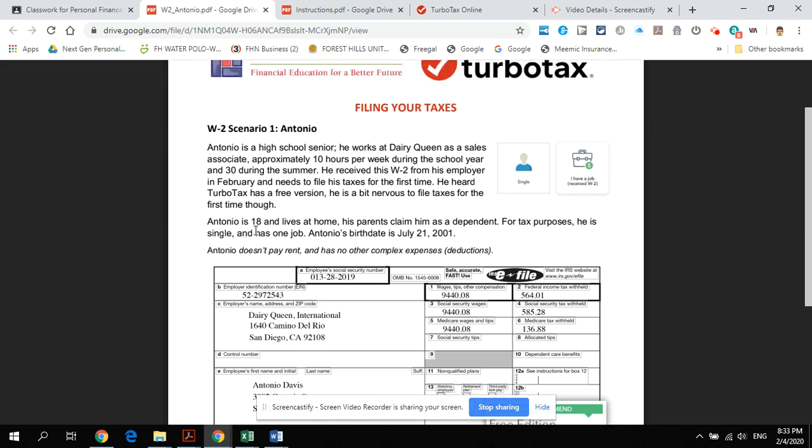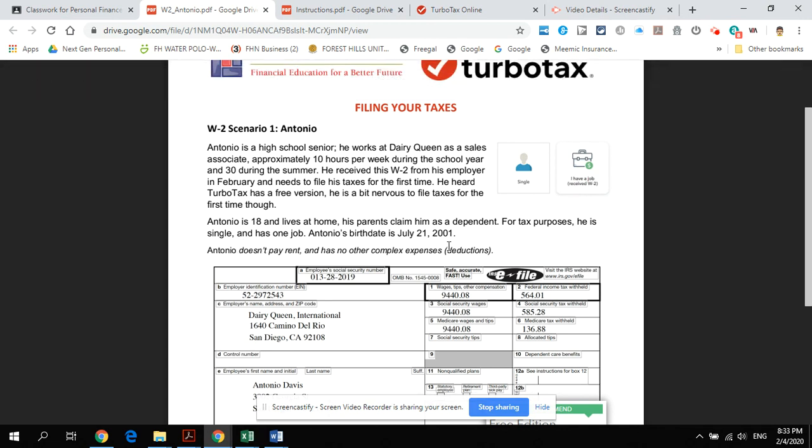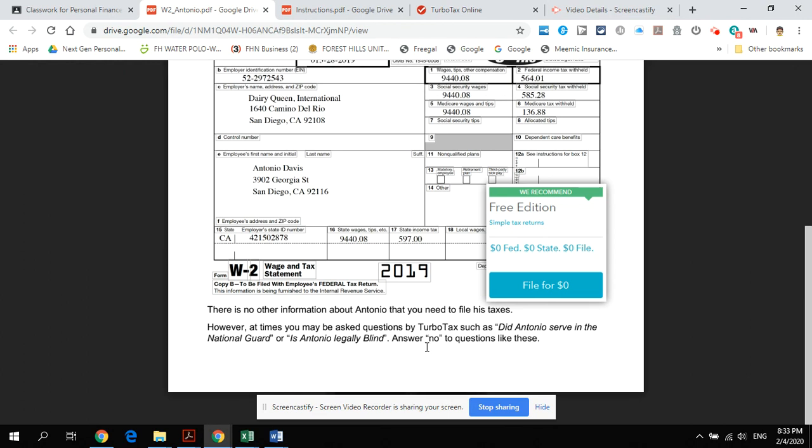Important to note that Antonio is 18 and lives at home. His parents claim him as a dependent for tax purposes. He is single, has one job. His birthday is July 21st, 2001. No other information about Antonio.